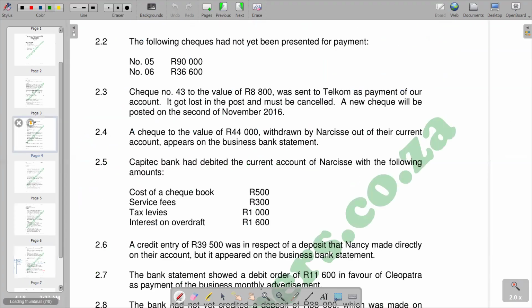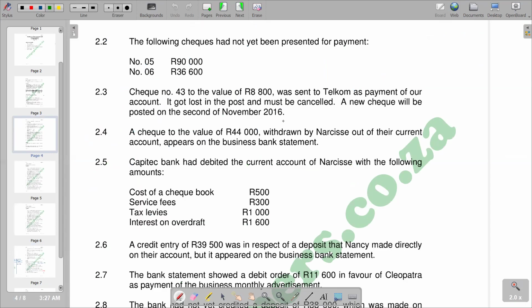So moving on to the next item, which is going to be our 2.3, which is check number 43 with the value of 8,800 rands, was sent to Telkom as payment of our account. It got lost in post and must be cancelled. A new check will be posted on the 2nd of November 2016. So very simple it is.